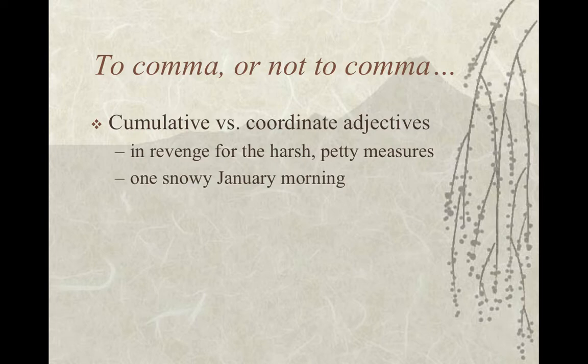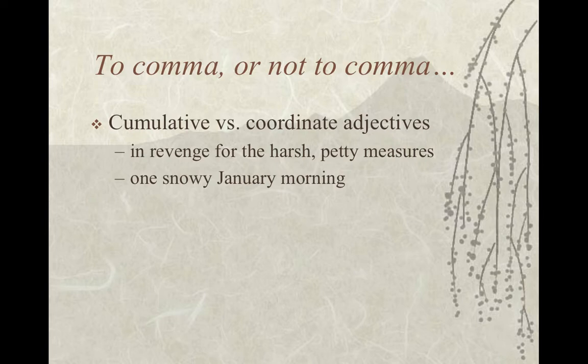Here's a common problem. In "Revenge for the Harsh, Petty Measures," I used a comma there. "One snowy January morning," I did not use a comma there. So what's the difference? Well, in coordinate adjectives, I have a list. In "Revenge for the Harsh, Petty Measures," I could have said, instead of the comma, "harsh and petty measures." It's a sequence. So if I could say "and" between the adjectives, then I can use a comma instead of the "and." Okay? So then I would need a comma. Because they're not harshly petty, as an adverb. It's harsh measures, they're petty measures.